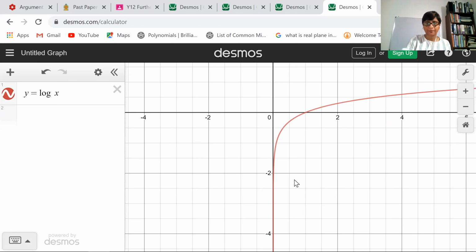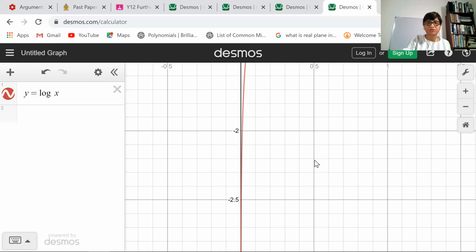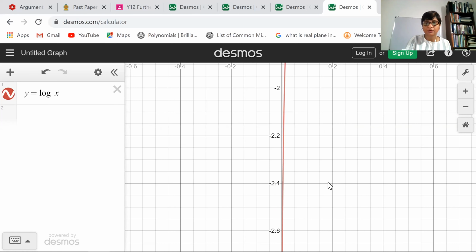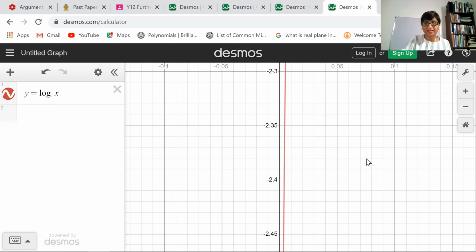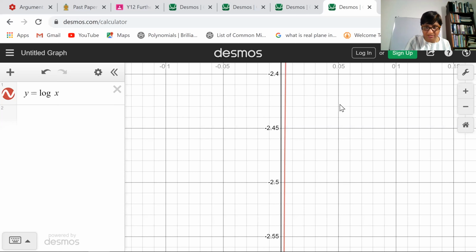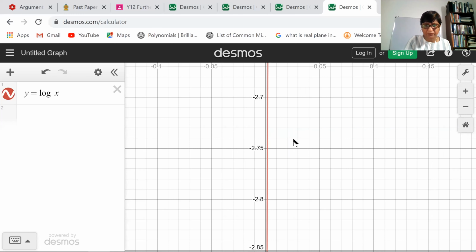Let me zoom this in. I just want to see where it touches the y-axis. Does it touch at like -2? Let me zoom in more. Oh, no, it hasn't touched yet. So let me go down. Where does it touch? Is it touching here? I'm going down, okay? It's getting very close. Let me zoom in further.